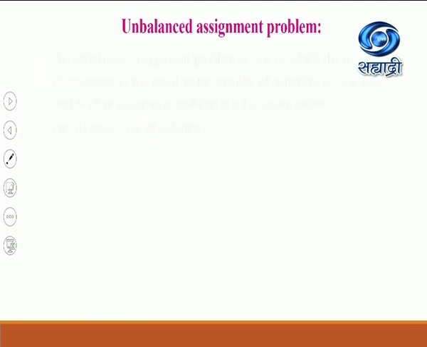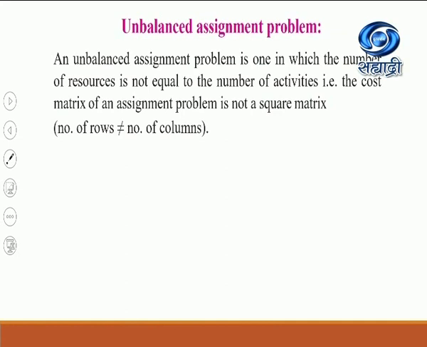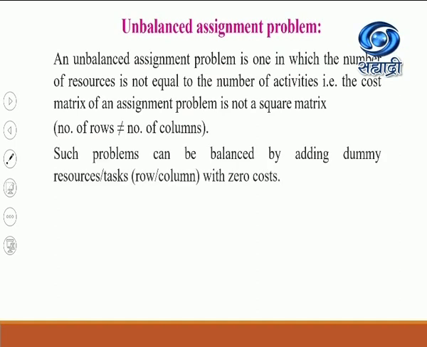Second type is unbalanced assignment problem. An unbalanced problem is one in which the number of resources is not equal to the number of activities. That is, the cost matrix of an assignment problem is not a square matrix. If you see that it is not a square matrix, that is, number of rows is not equal to number of columns, then you will add a dummy row or dummy column, whatever is missing over there, and in that row or column, all the entries will be 0.